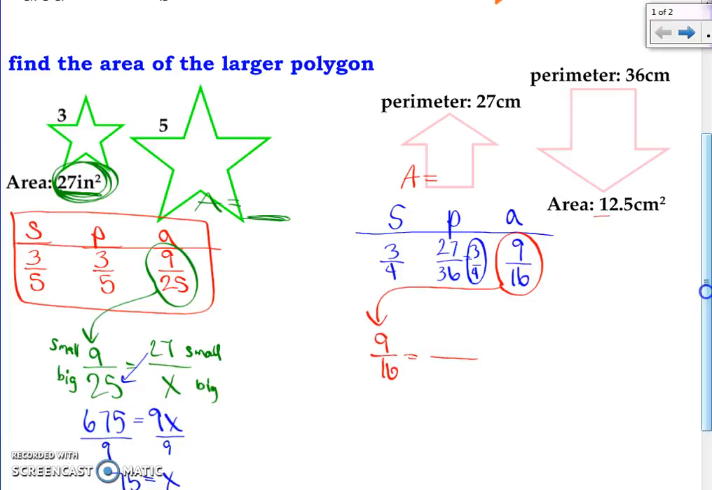Okay, they gave us this area. So is 12.5 the top or the bottom? It's on the big arrow, so it's going to go on the bottom, because that's the order we set it up in, small over big. Okay, we're looking for the small area. When we cross multiply, what do we get?